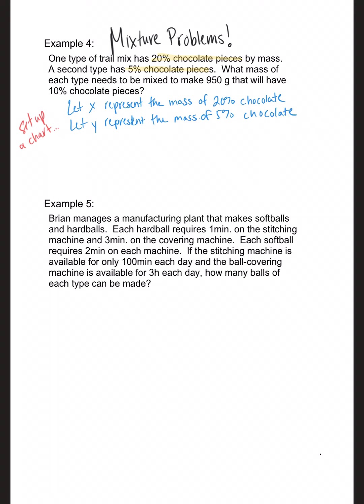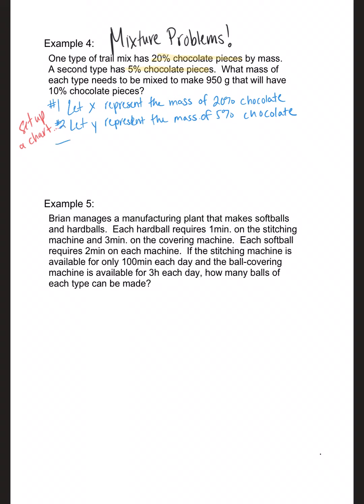Okay, we're going to set up a table and see if we can put some of these numbers in here to help us figure out, well, what's the equation going to be? So it just takes practice getting used to this, but let's first identify. Let's say that this 20% chocolate is the first type of chocolate trail mix we're dealing with, and this 5% chocolate, this is our second type of trail mix we're dealing with.